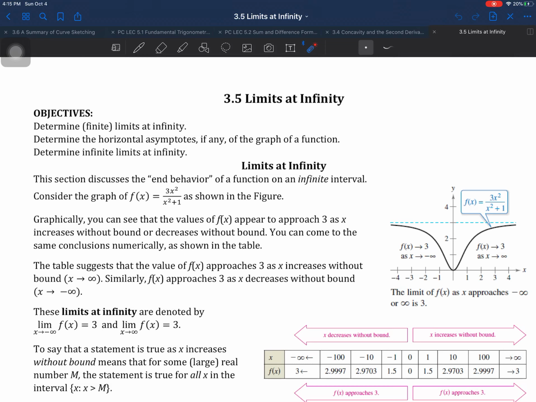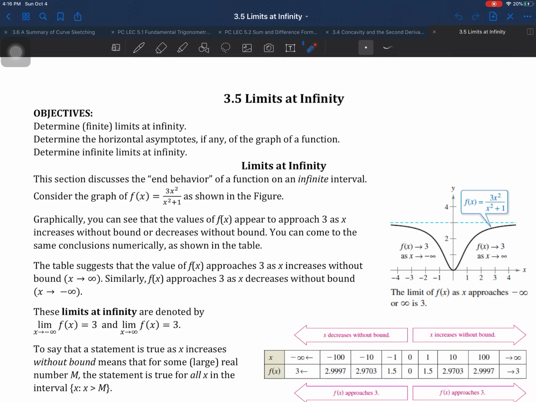This will help us determine the horizontal asymptotes of a graph, and that's how we're going to be able to describe this behavior as a horizontal asymptote. We're also going to be able to determine infinite limits at infinity, meaning we can determine whether the function is approaching anything or whether there's no bound, that it is just increasing without bound.